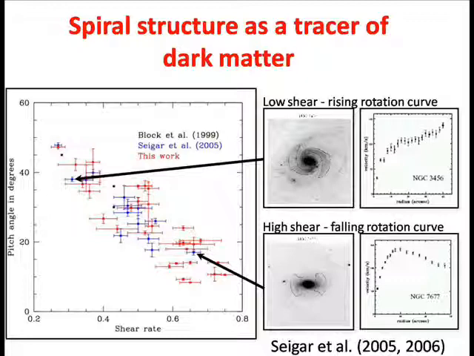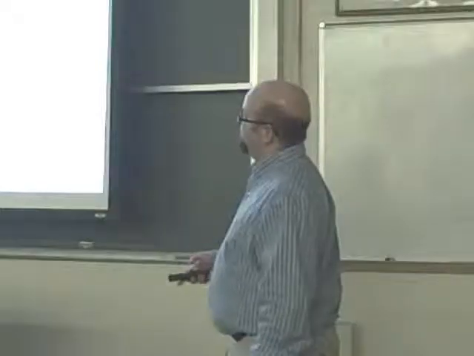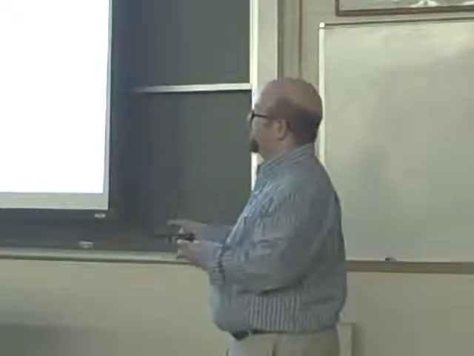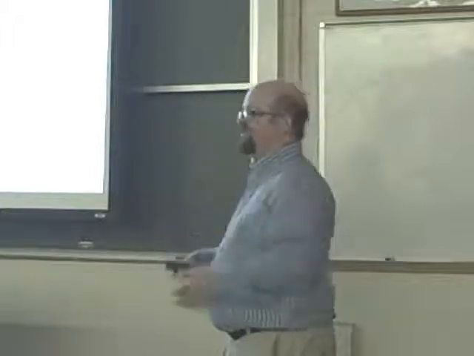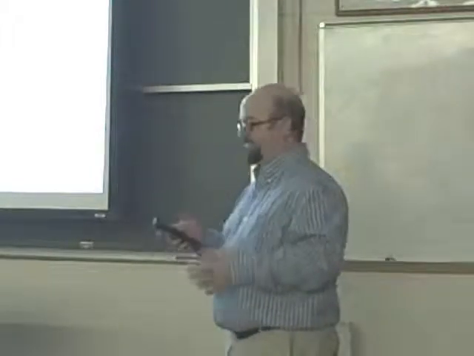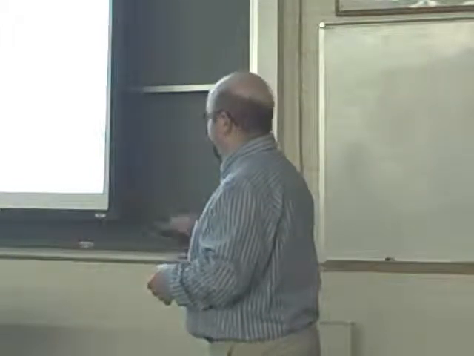This one has a high shear, which means it has a falling rotation curve, as you can see here. This is the velocity curve, the velocity of the stars as a function of radius. It's AGC 7677, and it has fairly tightly wound spirals, so it's down here. So these are just two examples of two of the galaxies in this plot. So then you can just use how tightly wound the spiral arms are to say something about how centrally concentrated the dark matter is in galaxies.